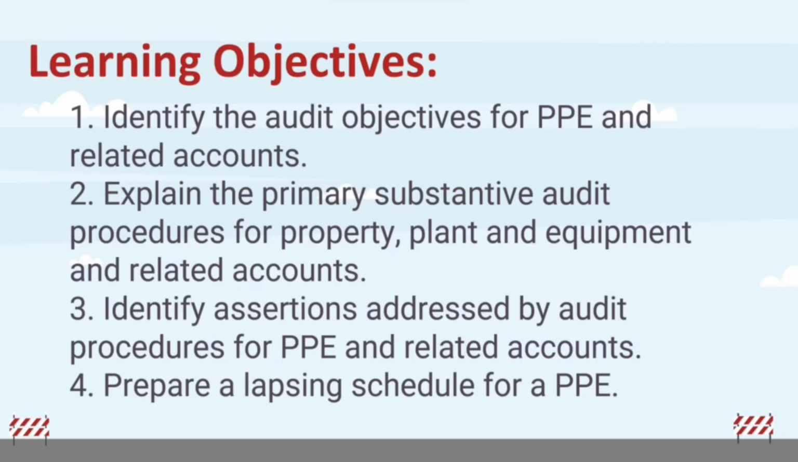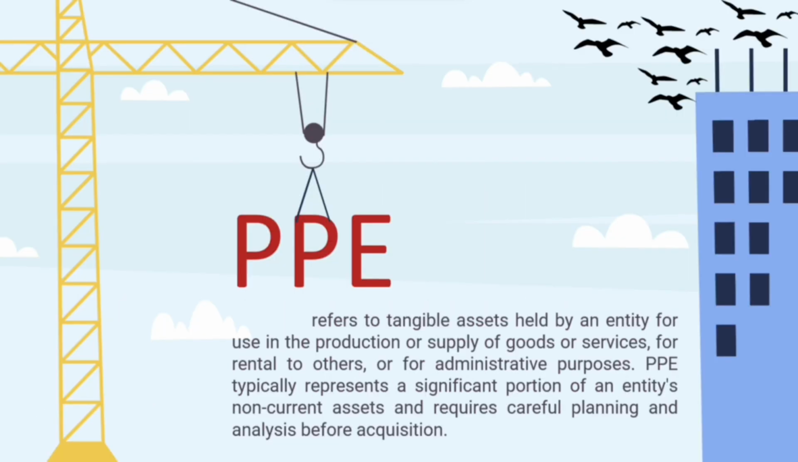But before we start our topic, let us first identify our learning objectives for the day. First, identify the audit objectives for PPE and related accounts. Second, explain the primary substantive audit procedures for property, plant, and equipment and related accounts. Third, identify assertions addressed by audit procedures for PPE and related accounts. And lastly, prepare a lapsing schedule for a PPE. I'll be the first presenting the topic, property, plant, and equipment.